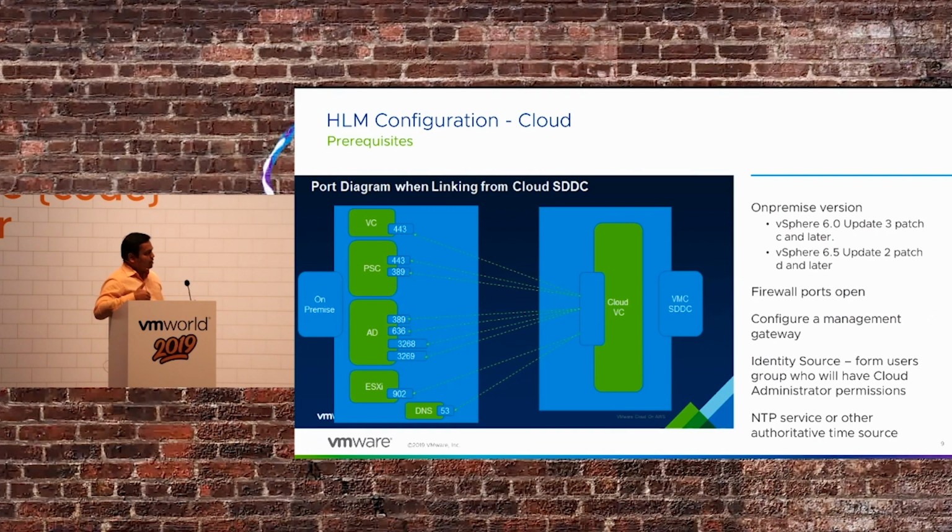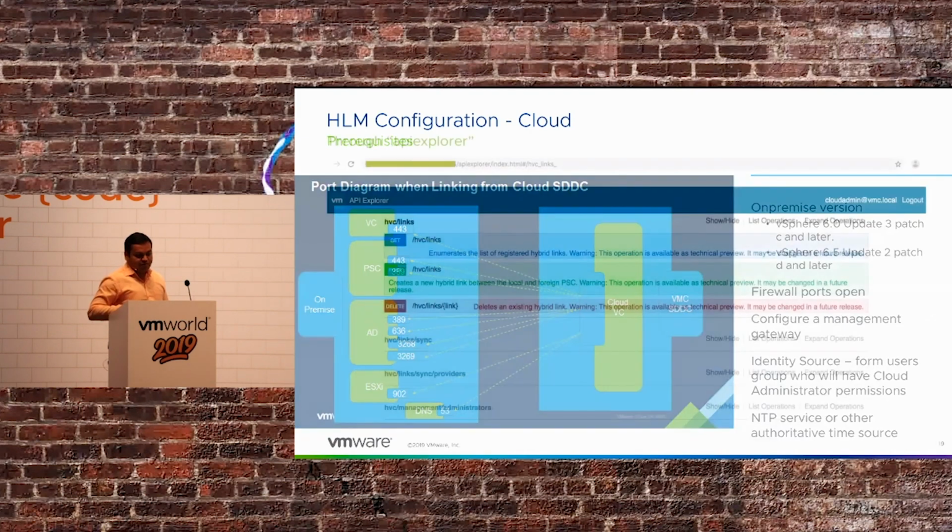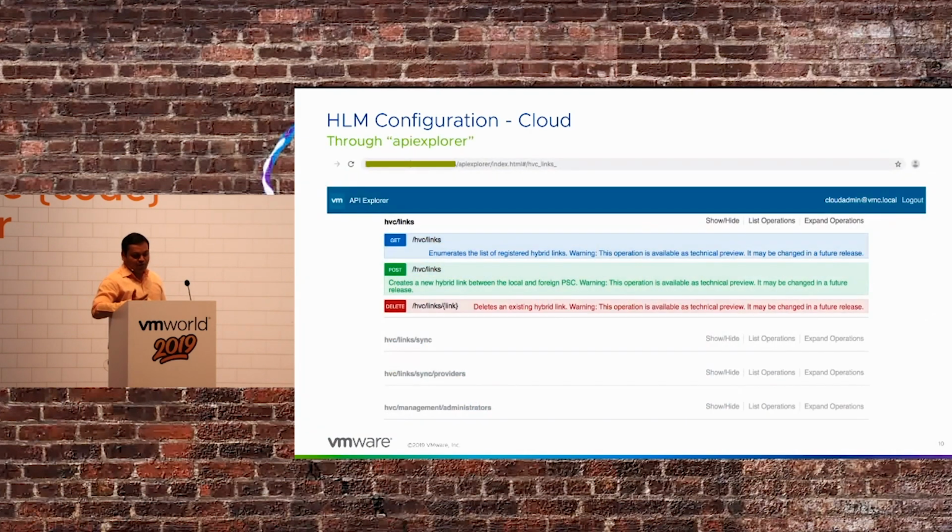Before we look into the API or CLI ways, here is a prerequisite for initiating HLM from the cloud side. It talks about what should be the on-premise version, what firewall ports need to be open, the management gateway that needs to be up, NTP service, and so on and so forth. With these prerequisites, let's look at the first way of doing the HLM configuration. It is through API Explorer.